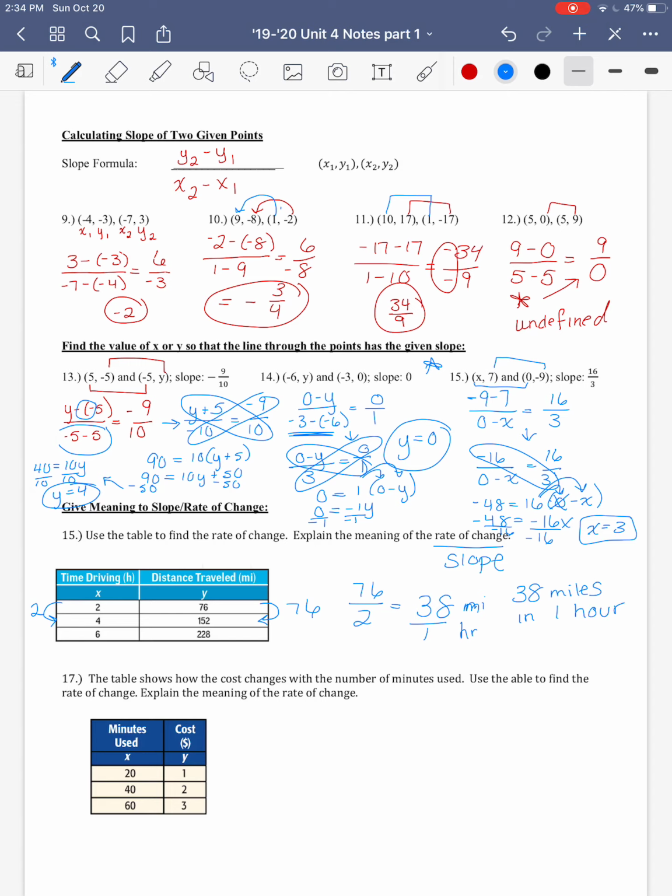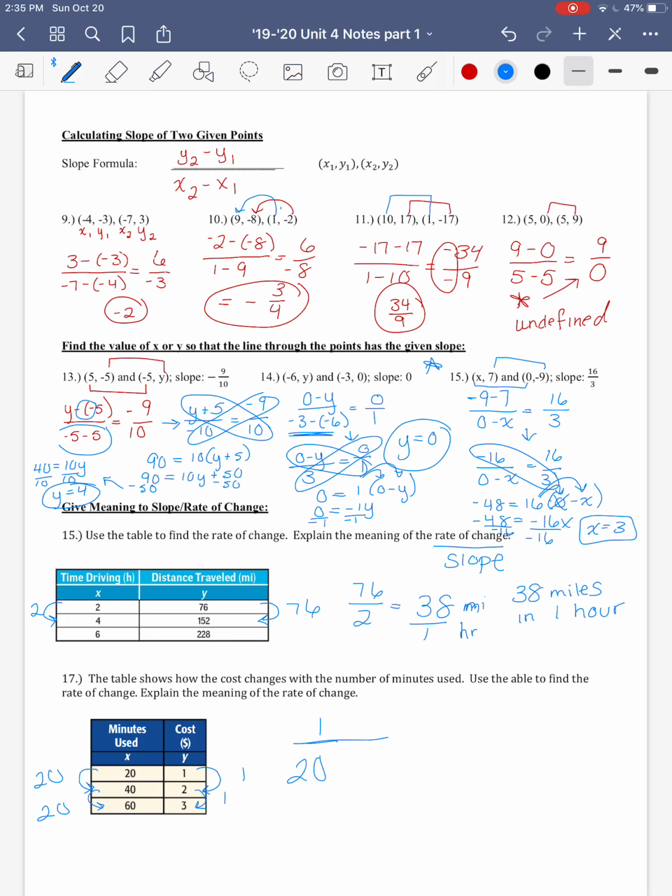And then number 17 says the table shows the cost changes with the number of minutes used. So we're going to find the slope. So let's see, it's my change in y. So from here to here is 1, and from here to here is 20, and it stays consistent. Here to here is 1, here to here is 20. So my slope is 1 over 20.